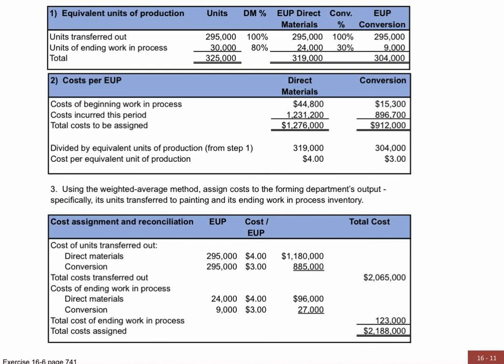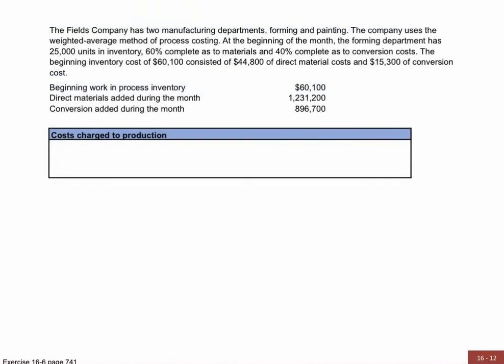And we'll take a look at how that 2,188,000 breaks down. But we can see in that second table that if we add the total cost from direct materials, the 1,276,000, to the 912,000, we're going to get that same 2,188,000. But let's take a little bit of a closer look at that. So we're going to have the 60,100. This is made up of the 44,800 and the 15,300.